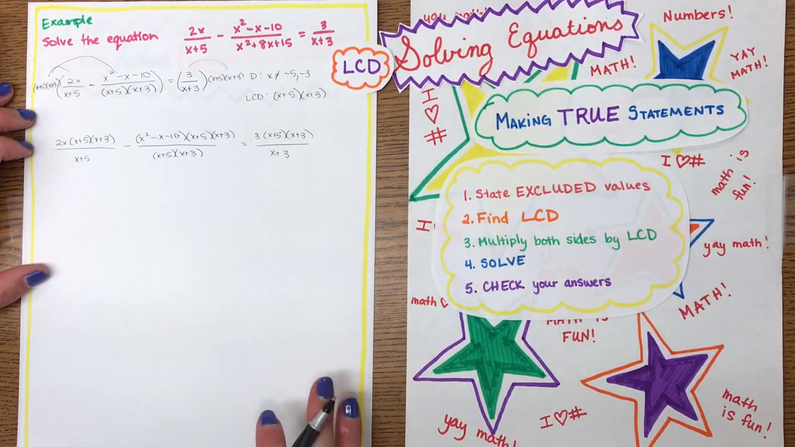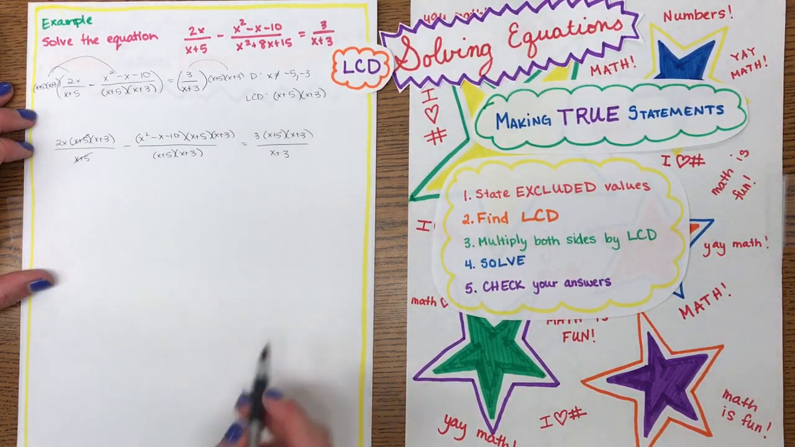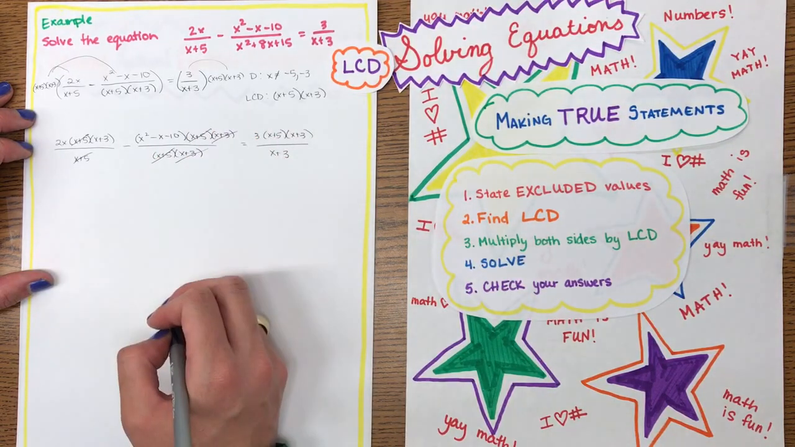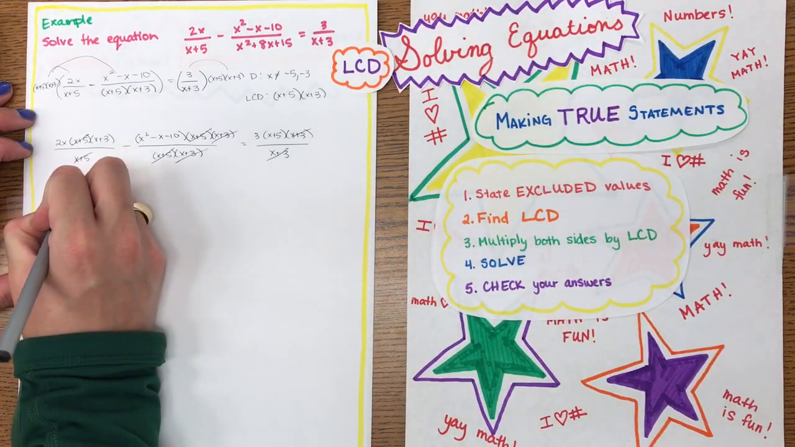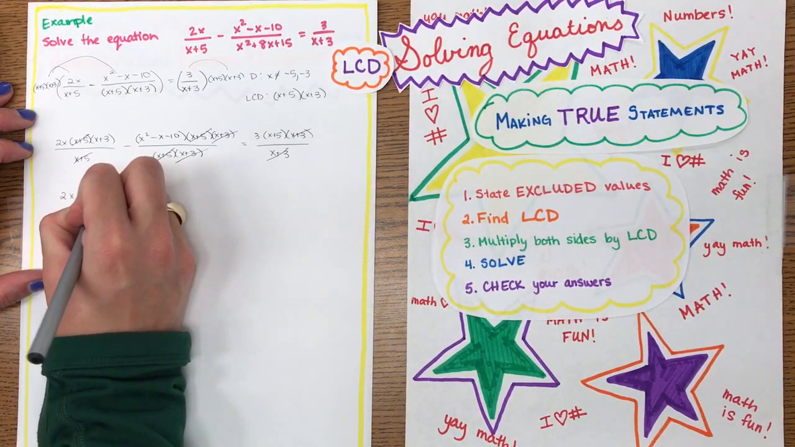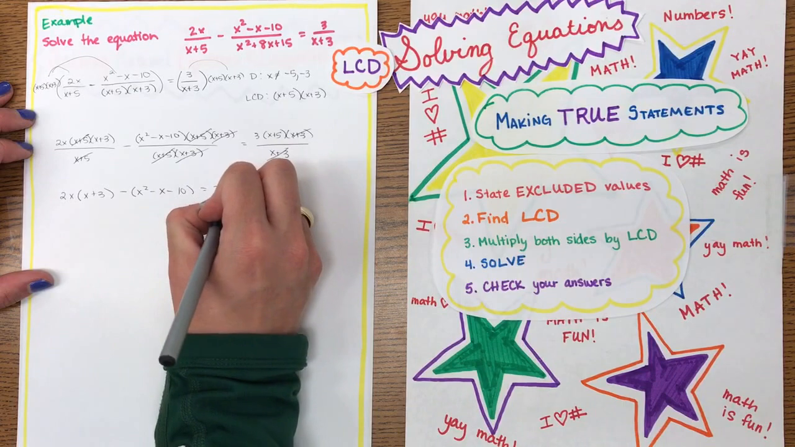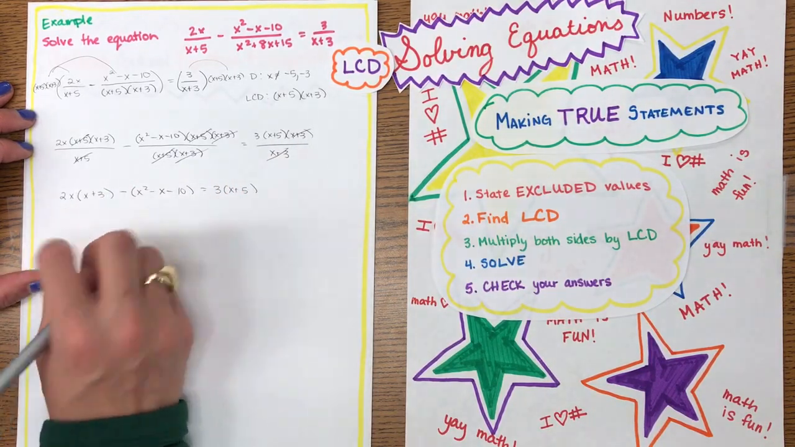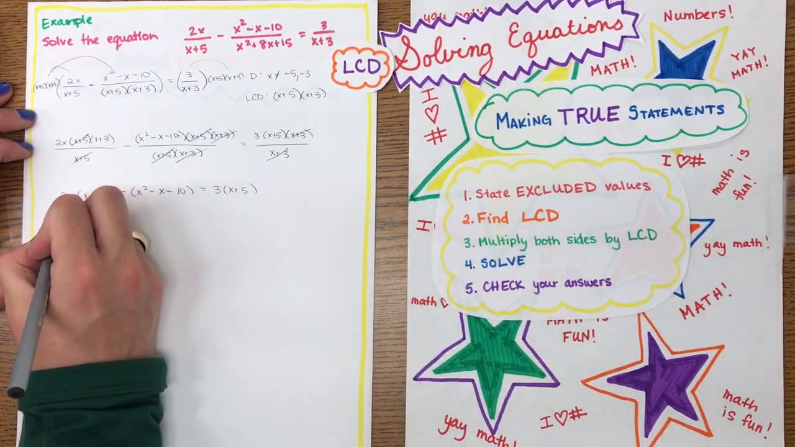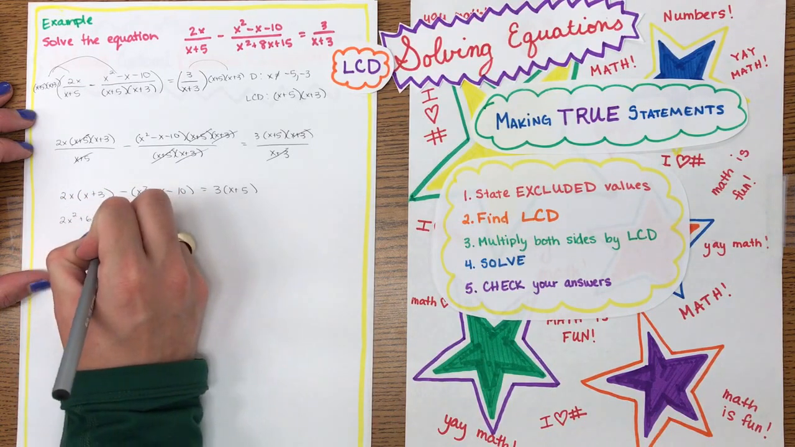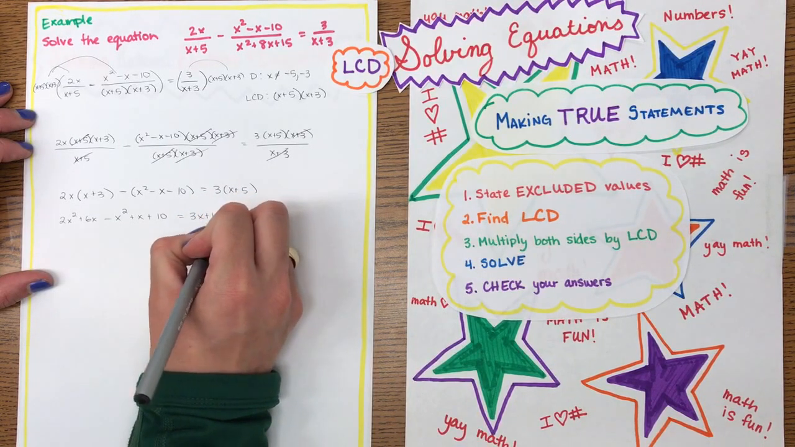At this point, I can cancel out common factors to simplify. So I see that there's an x plus 5 in both the numerator and denominator there. There's an x plus 5 and an x plus 3 that I can cancel out, and I've got an x plus 3 to cancel out here. So now this just becomes a simple quadratic equation that I have to solve. I'm going to need to do all of my multiplication, addition, and get all of my terms on one side. So this gives me 2x squared plus 6x minus x squared plus x plus 10 is equal to 3x plus 15.